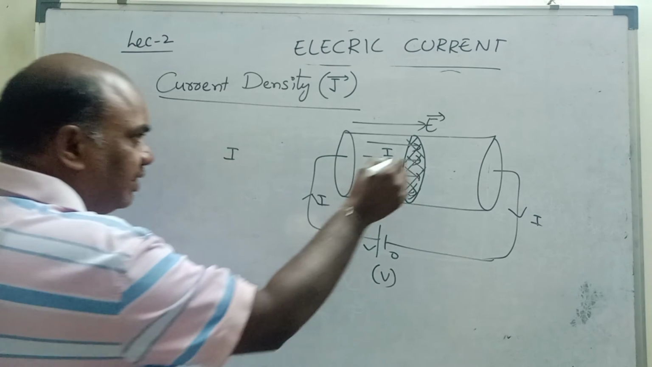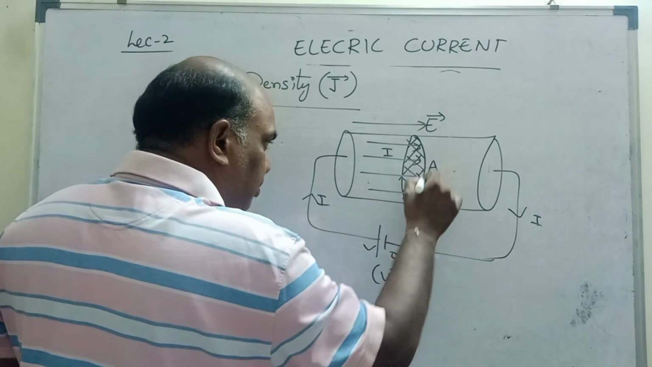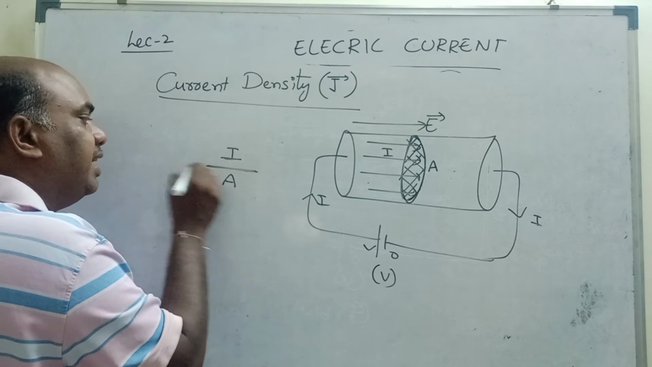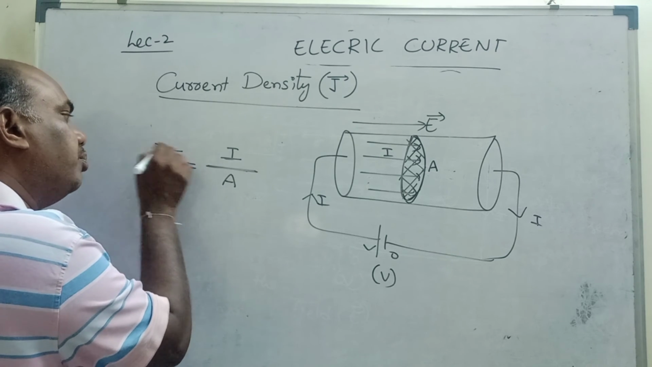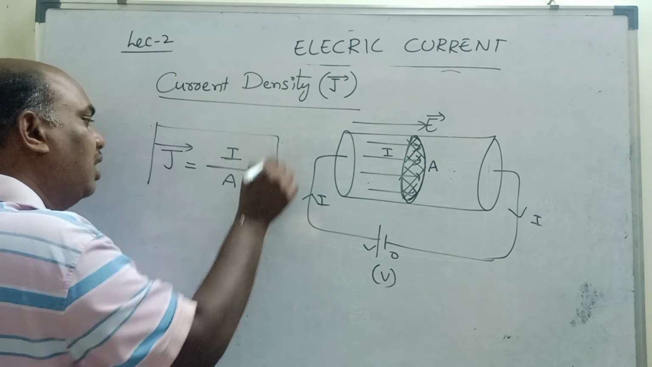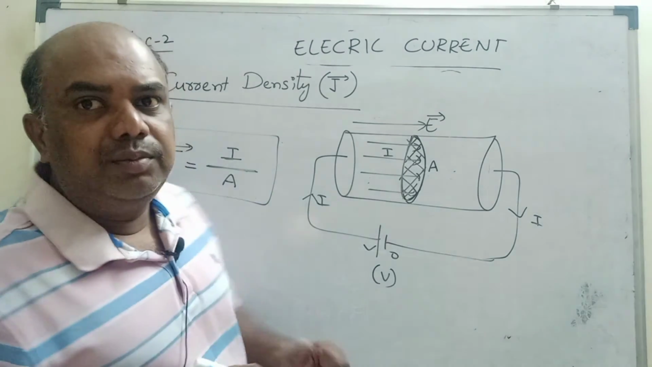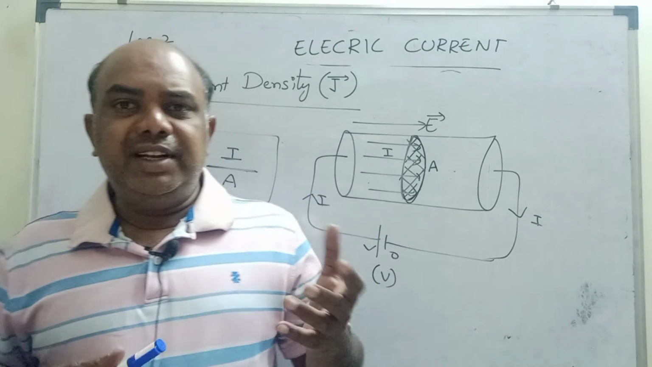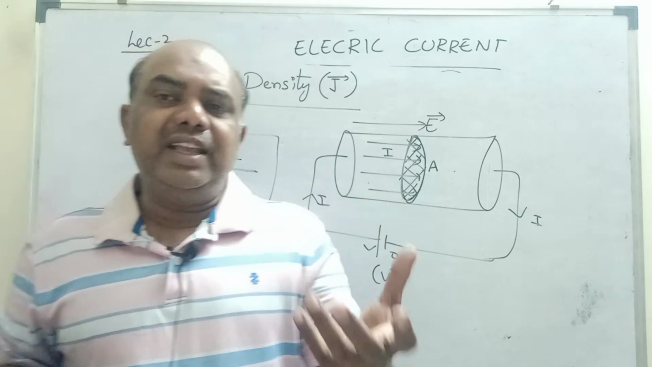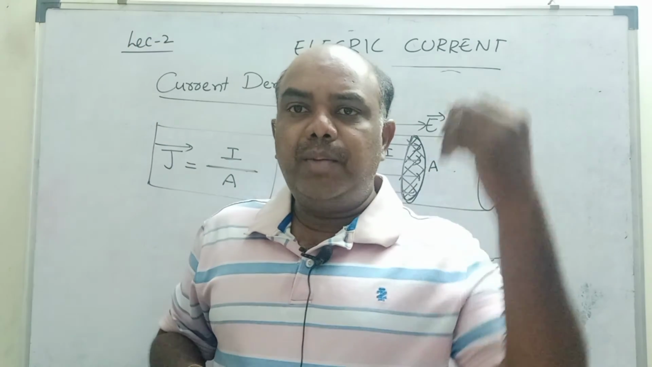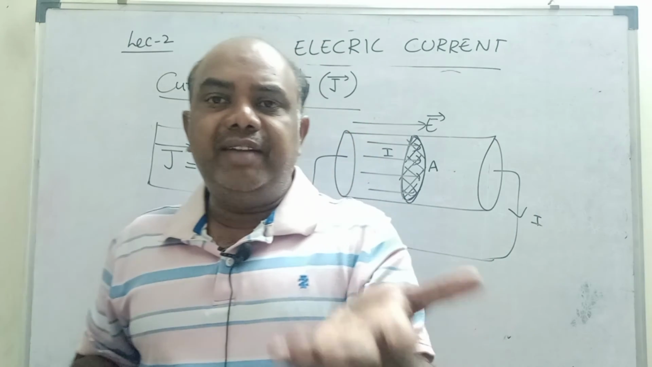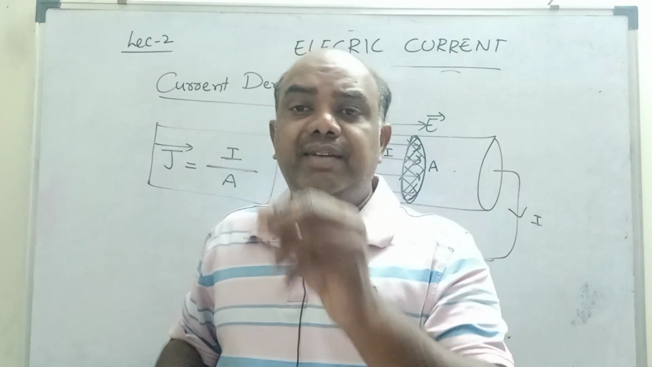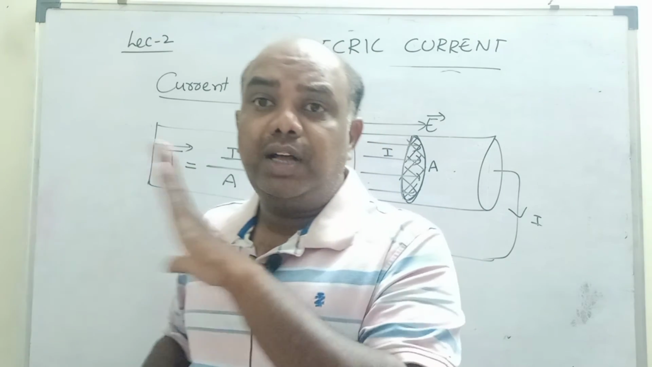This is the total area, the area of cross section. This I by A, the current in a given area, is nothing but current density, children. Important: current density is equal to current per unit area. Simple logic, children. What is population density? Population density means the number of people residing in 1 square kilometer. Example, Hyderabad's population density is 972. What does this mean? It means in each square kilometer, 972 people are residing in Hyderabad.